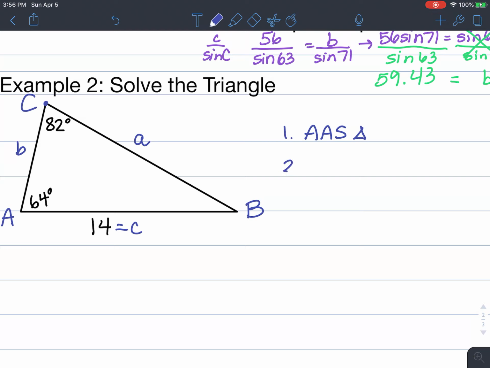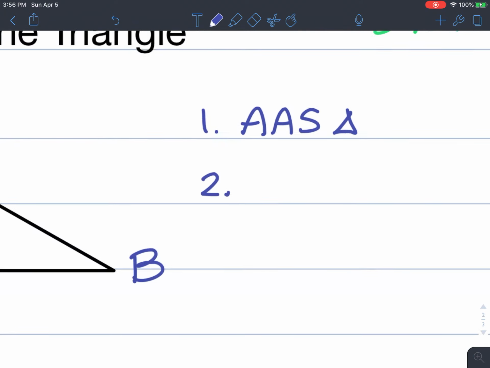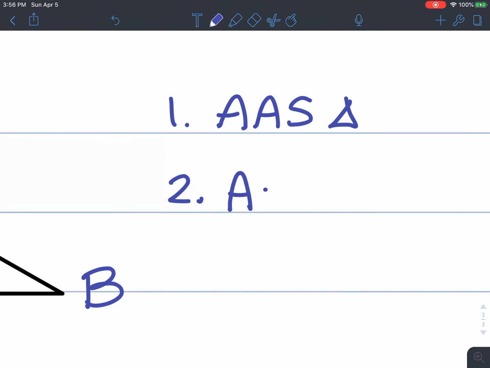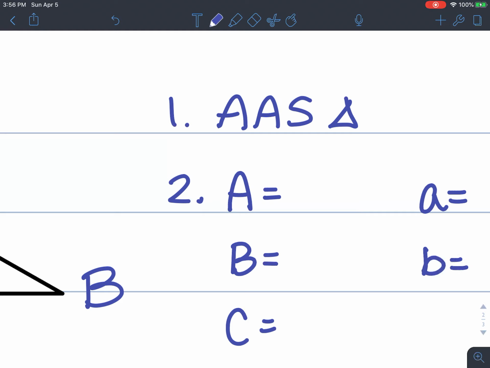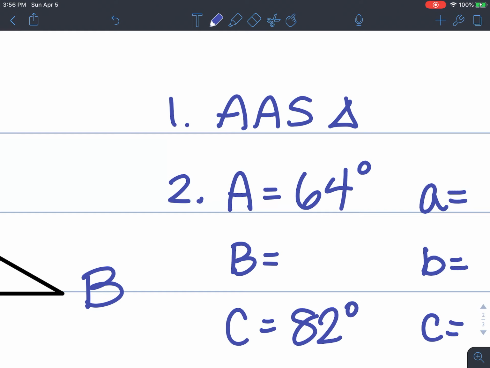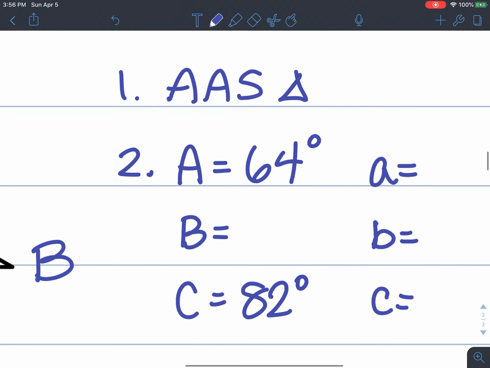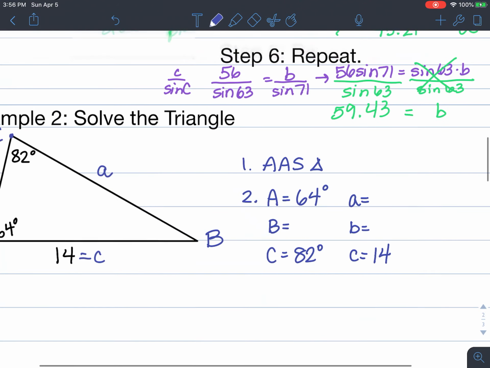Okay, next we're going to make a big list. So A, B, C, and little a, little b, little c. So capital A was 64 degrees. Little a we don't know. C is 82. And little c is 14, and I don't know anything about B.